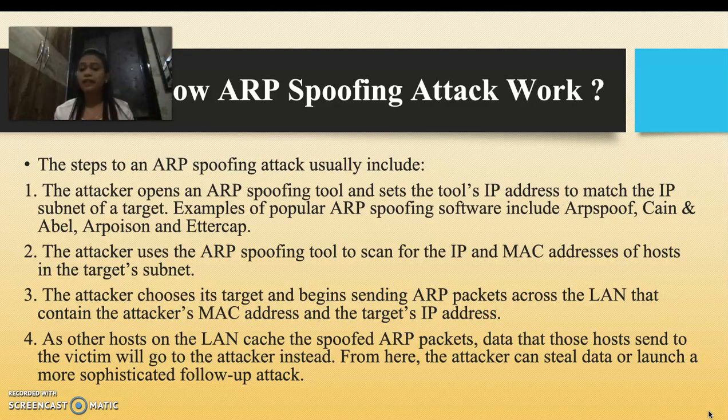The packets contain the attacker's MAC address and the target's IP address. Obviously it will check the IP address and the MAC address of the target system, and he will start creating traffic or a load on that particular IP address. As the host's local cache is spoofed by the ARP packets, the data that those hosts send to the victim will go to the attacker instead, from where the attacker can steal the data or launch more sophisticated follow-up attacks.